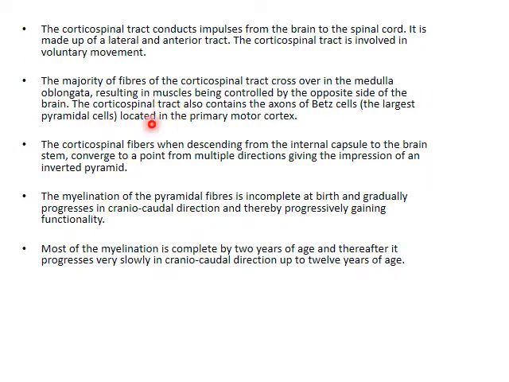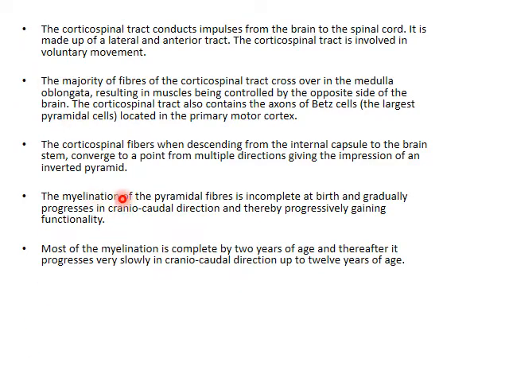The corticospinal tracts also contain very important cells, the largest cells among the pyramidal cells, called Betz cells, that are located in the primary motor cortex. When the corticospinal tracts descend from the internal capsule to the brainstem, they converge to a point from multiple directions, giving the impression of an inverted pyramid.